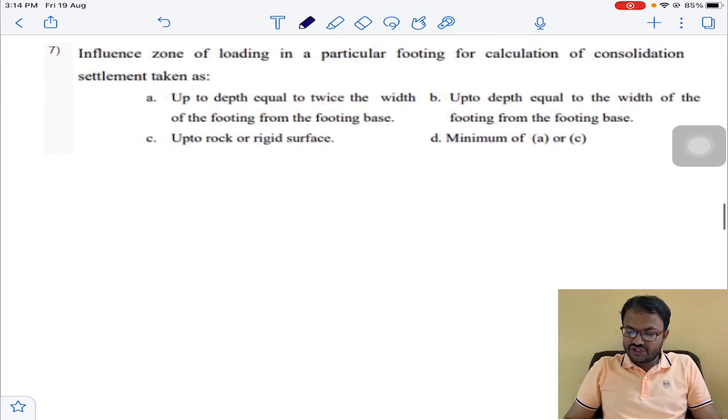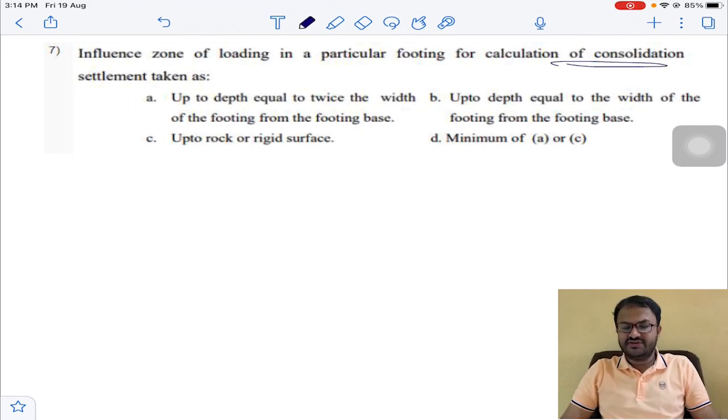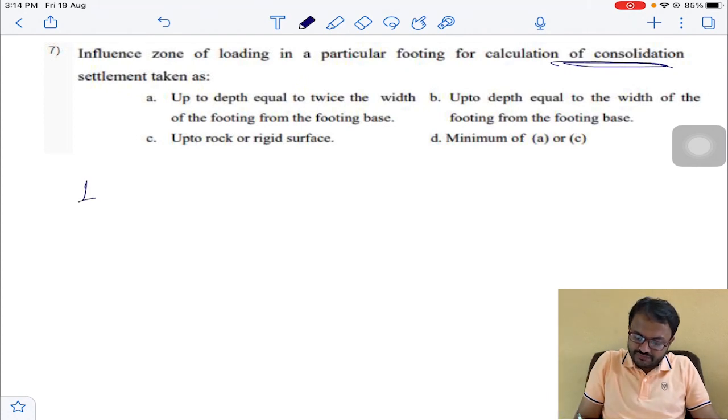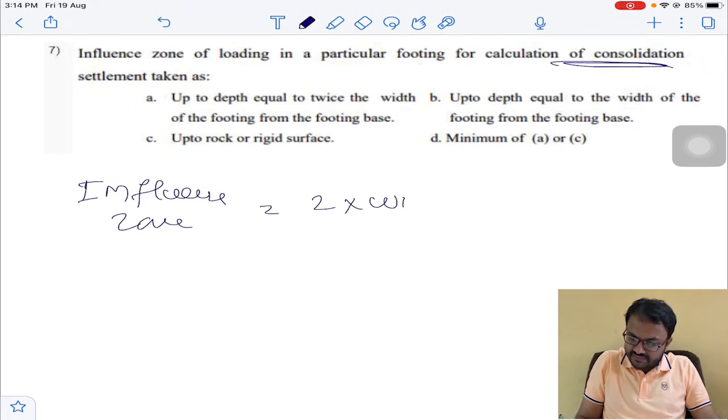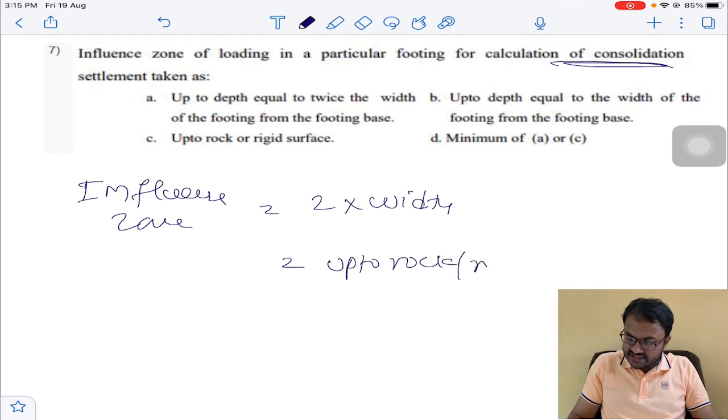Next question. Influence zone of loading in a particular footing for calculation of consolidation settlement. Whenever we are using settlement under consolidation, we are required to calculate settlement under consolidation. First of all, we need to take the influence zone as 2 into width, twice the width of the footing, and if there is a hard rock below the footing, until that depth only we will take, that is up to rock or rigid surface.